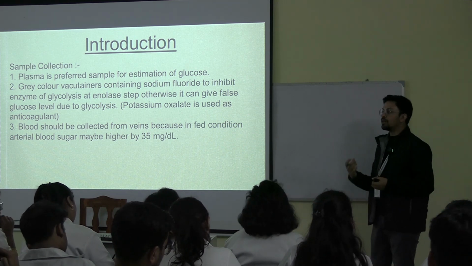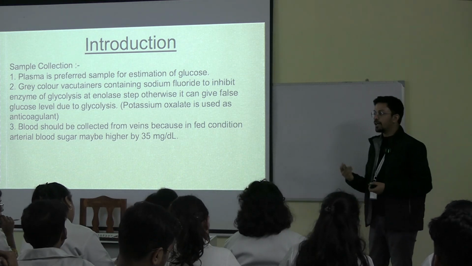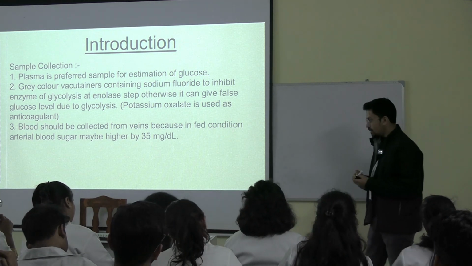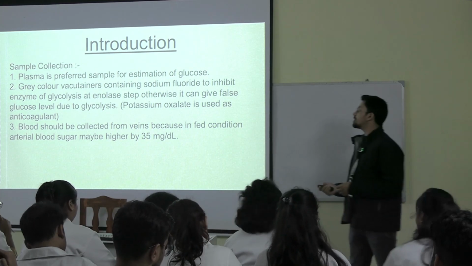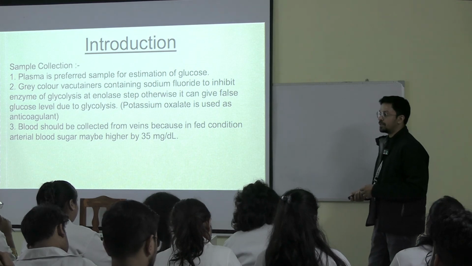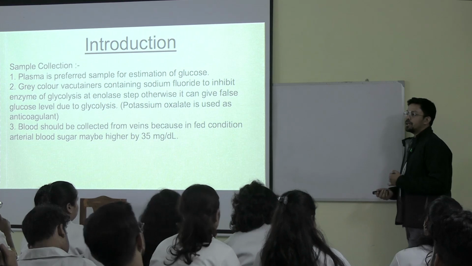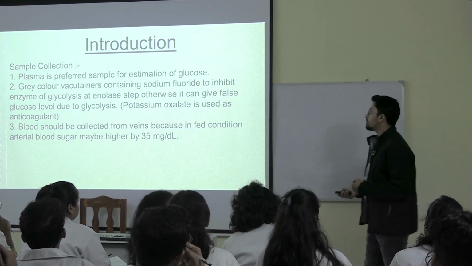That is why we don't take blood from the artery to estimate the blood glucose. If we take, we will get a falsely raised blood glucose level. Got it? That is what is written over there, that the blood should be collected from the veins because in fed condition the arterial blood sugar may be higher by 35 mg per deciliter. So which is the most common vein from where we take the blood? Median cubital vein. That is the most common.